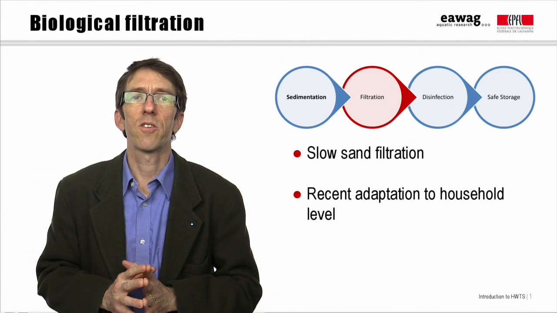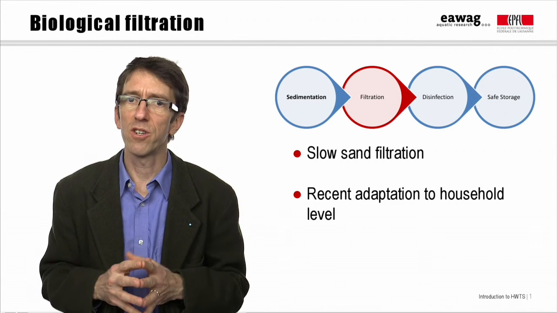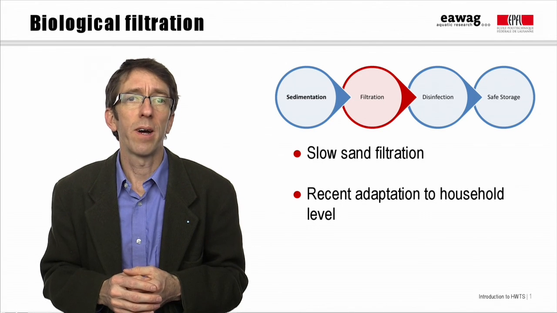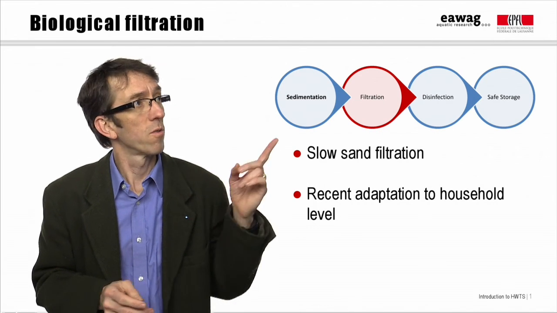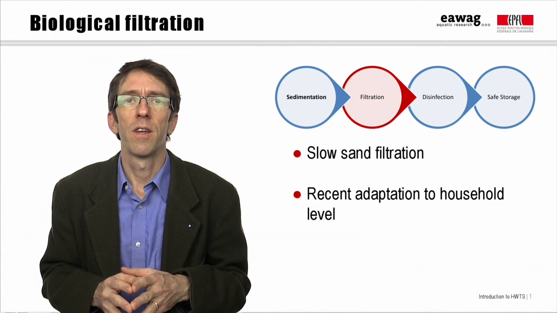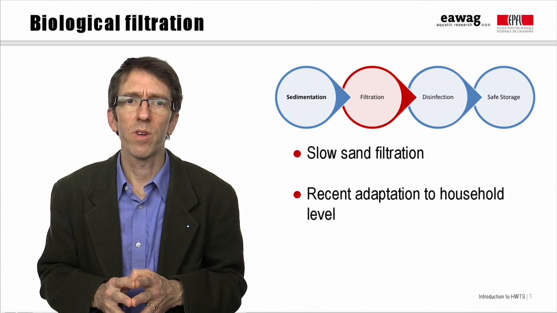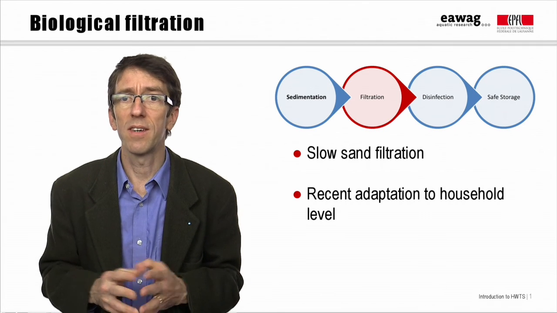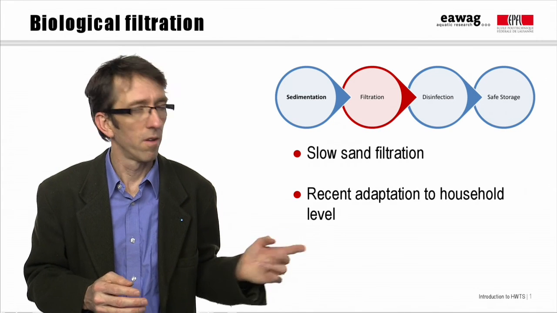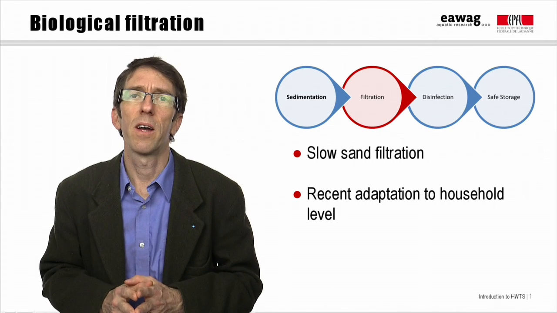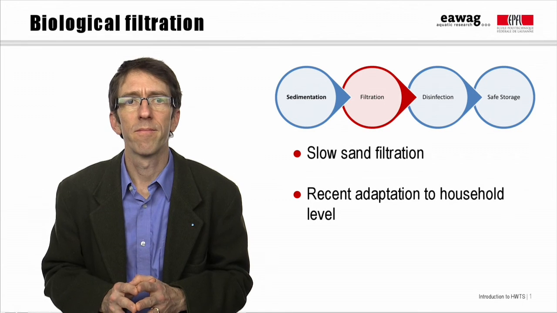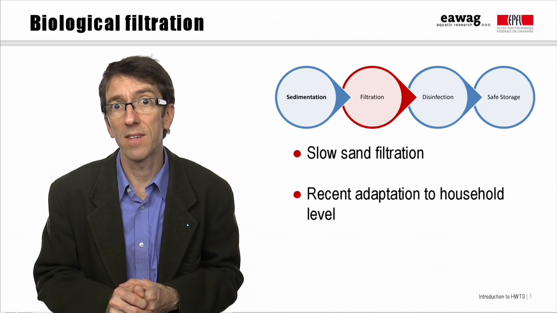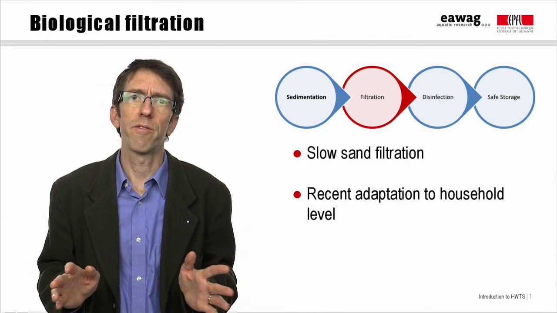Today's topic is biological filtration, still in the filtration stage of HWTS. The most widely known form of biological filtration is called slow sand filtration, and it has been used for centuries to purify drinking water. In the past few decades, slow sand filtration has been adapted for use at the household level, where it is most commonly known as biosand filtration. While slow sand filtration is superficially similar to rapid sand filtration, it's actually quite different.